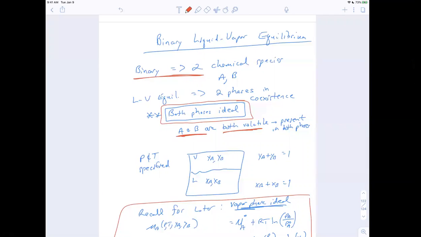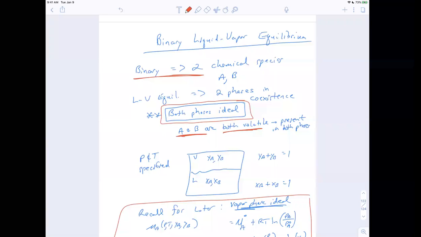This coexistence would actually depend on the compositions. And what we're going to say is that for all compositions of both the liquid and the vapor, we have some combination of liquid and vapor present. That's because the chemical potentials of both species are equal in both the liquid and vapor phase.